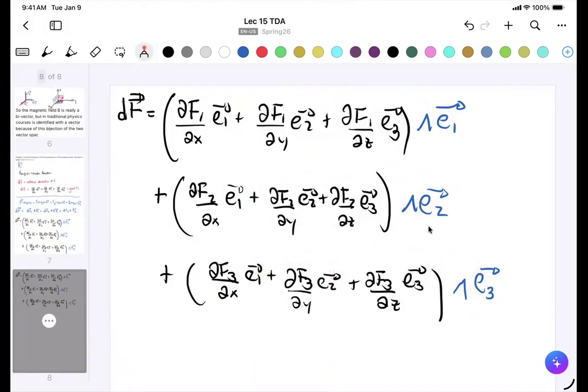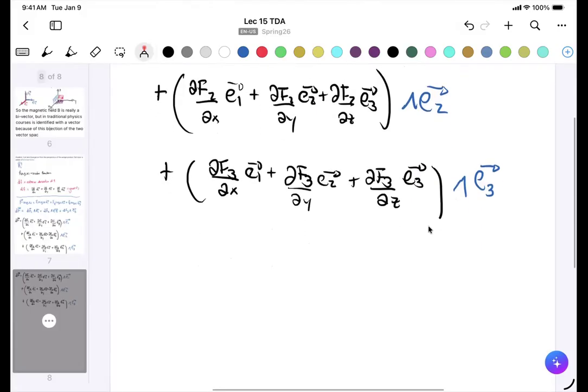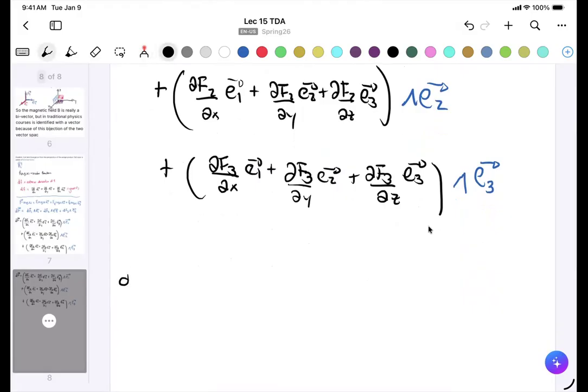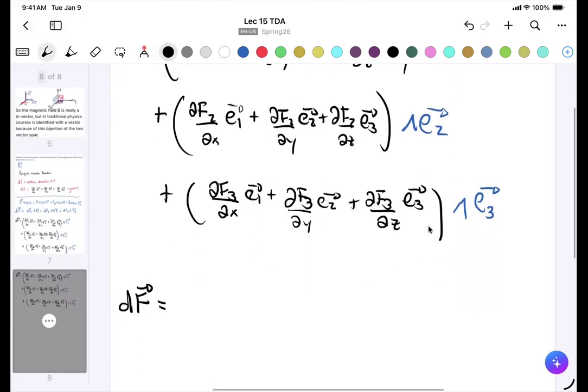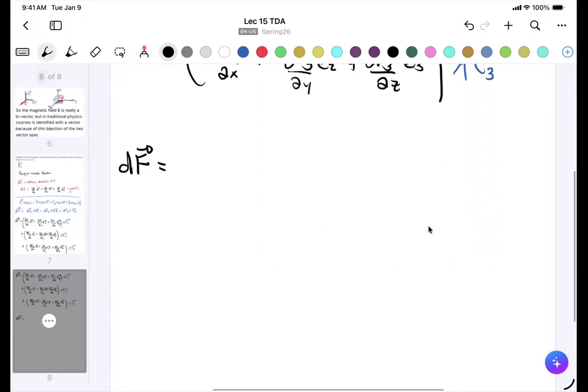But there are some terms that are automatically ignorable, because E1 wedge E1 you can ignore. You can also ignore E2 wedge E2, and E3 wedge E3, because of what we were talking about before, that the wedge product of a vector with itself does not matter. So basically, I'll write it down again.